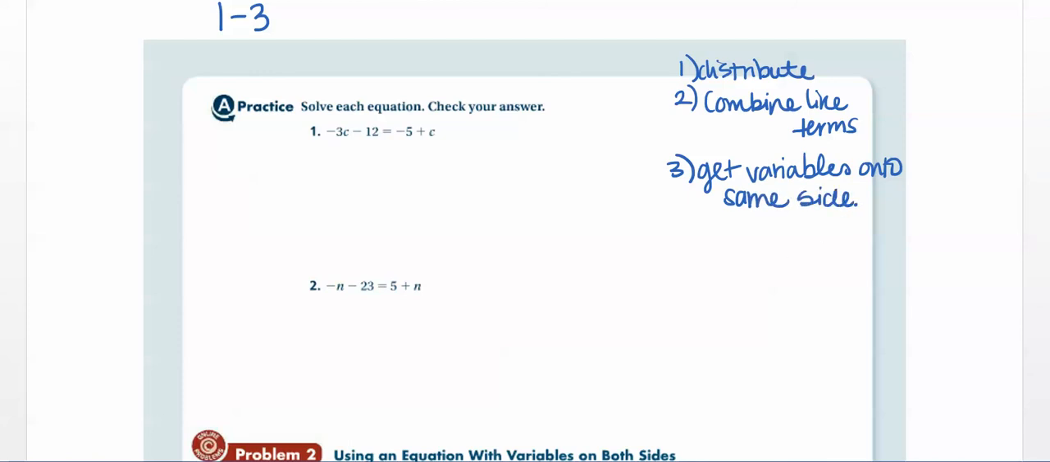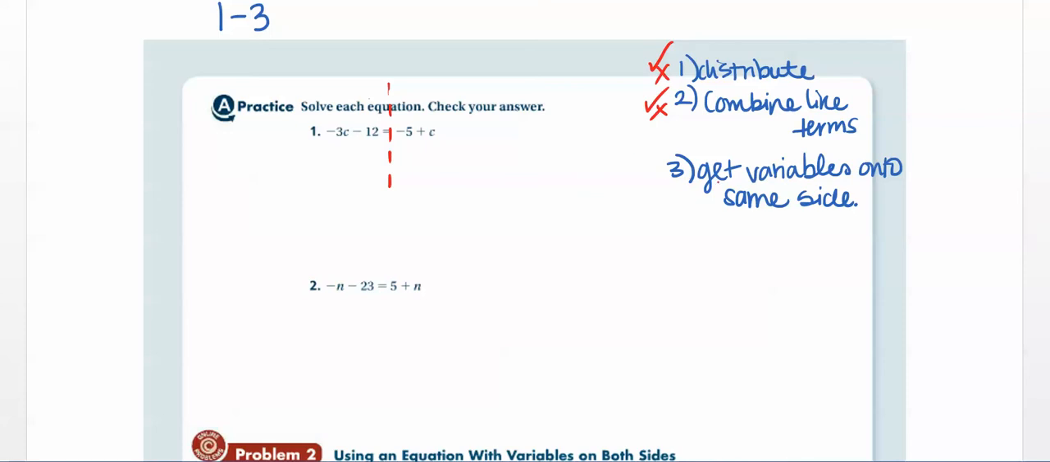Okay, if we look at this problem here, number 1, we don't have any distribution to do. We don't have any like terms to combine. Remember, when we're talking about combining like terms, we're talking about combining like terms on each side of the equal sign. Negative 3c minus 12, those are not like terms. Negative 5 plus c, not like terms. So, we don't need to do either of these, or I guess you could say they're done.